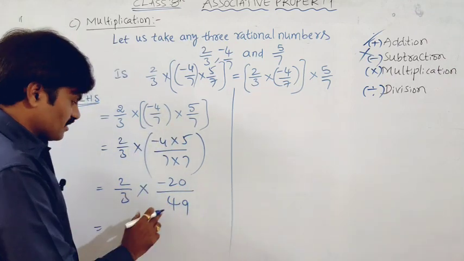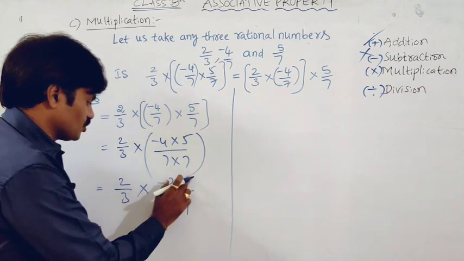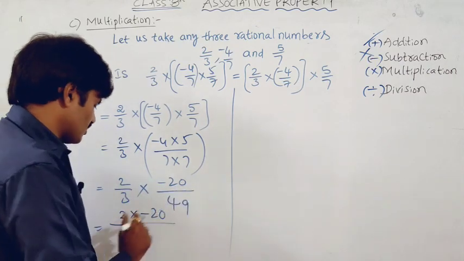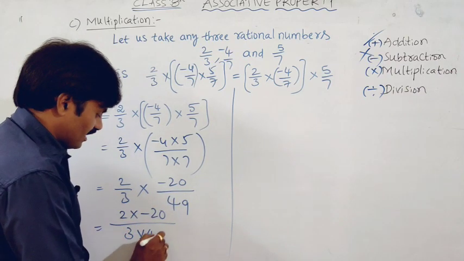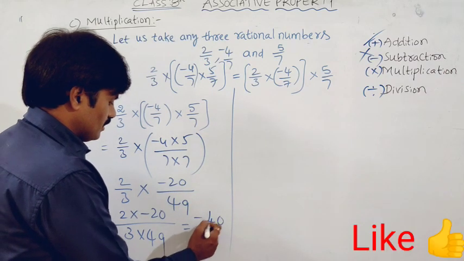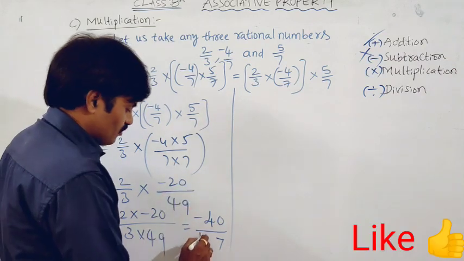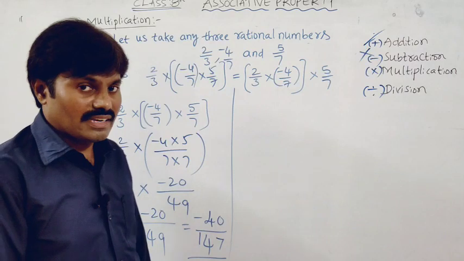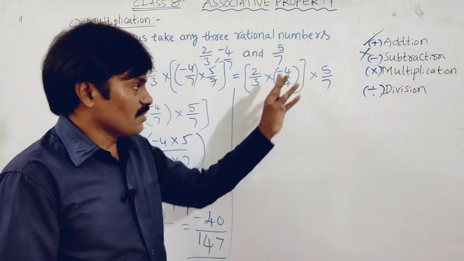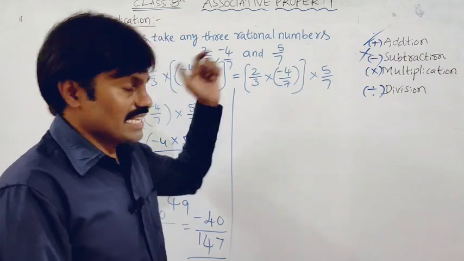Now multiplication. So you see, a rational number into a rational number. How to multiply? Numerator into numerator. So 2 into minus 20 by 3 into 49. The result is minus 40 by 3 9s are 27, 3 4s are 12 plus 2 carry 14. So 147. So minus 40 by 147 we have got here. So if after simplification we get the same number, that is minus 40 by 147, then we can say that it is satisfying.